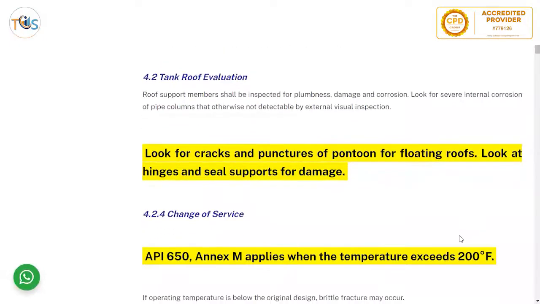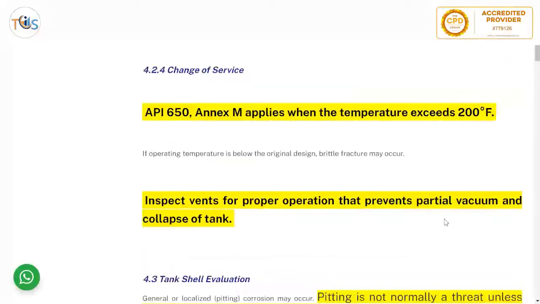Tank roof evaluation. Roof support members shall be inspected for flaws, damage, and corrosion. Look for severe internal corrosion of pipe columns that is otherwise not detectable by external visual inspection. Look for cracks and punctures of pontoon. For floating roofs, look at hinges and steel support for damage.